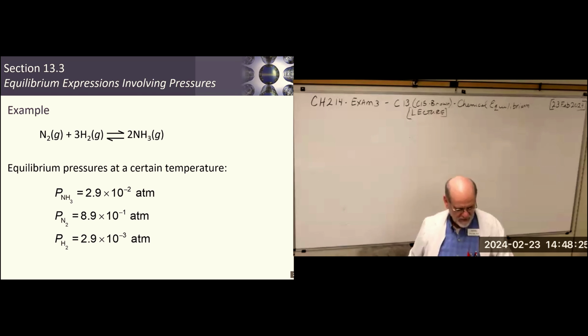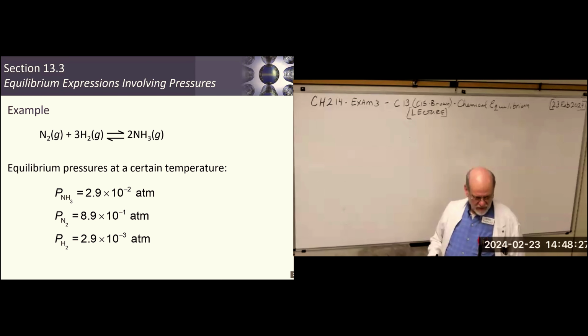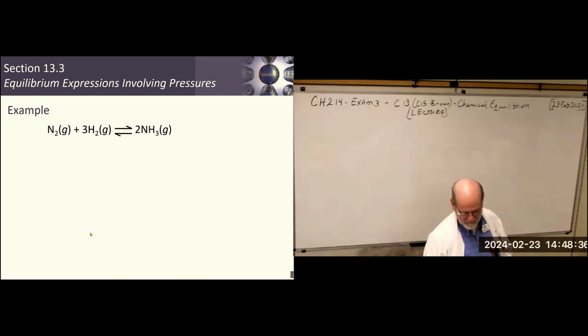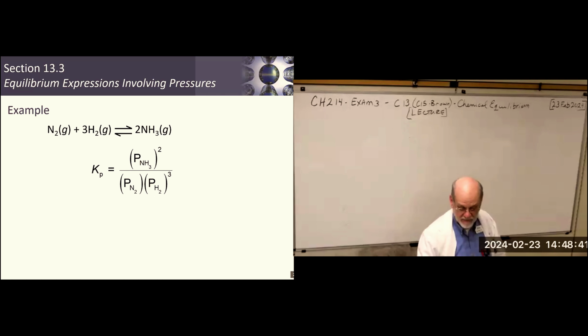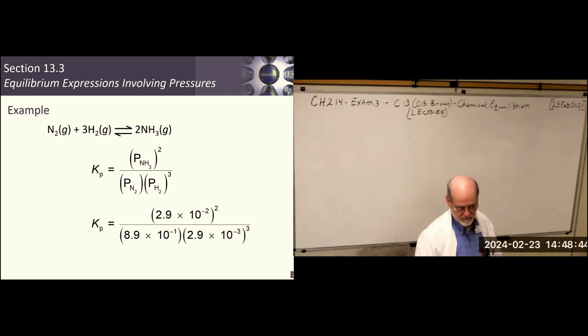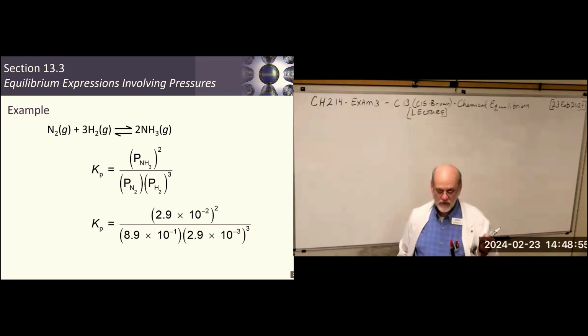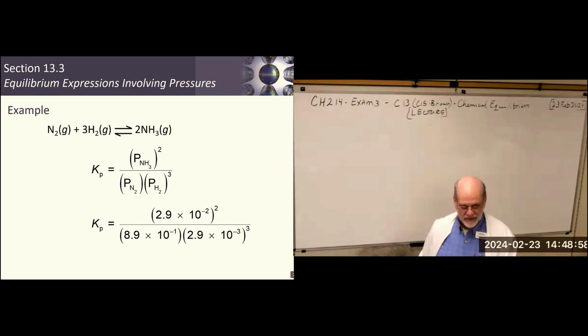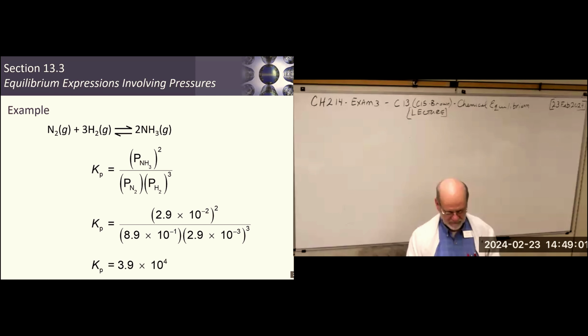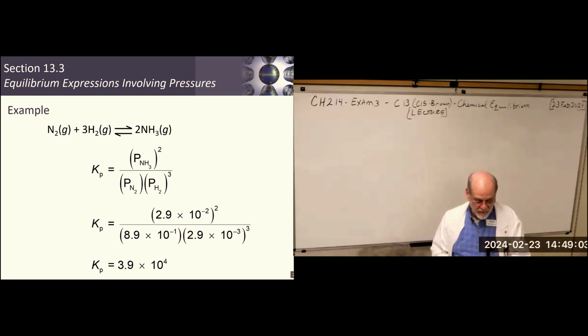Not yet. Okay, if equilibrium pressures at a certain temperature are these values right here, then calculate the K in terms of partial pressure. So we just plug in those values. As long as they're in the same units, they could be atmospheres, they could be pascals, they could be pounds per square inch, then you can plug them in. And that would give us the Kp.